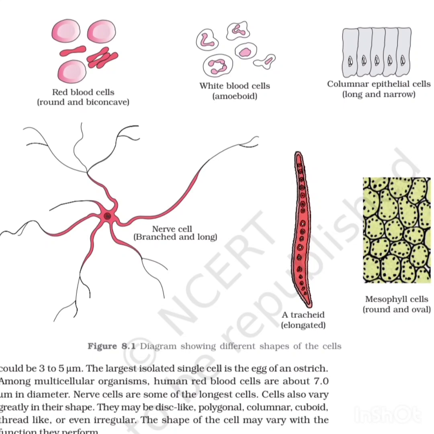Shapes of the cells. Red blood cells, rounded biconcave. White blood cells, amoeboid. Columnar epithelial cells, long and narrow. Nerve cells, branched and long. Tracheids, elongated. Mesophyll cells, round and oval.